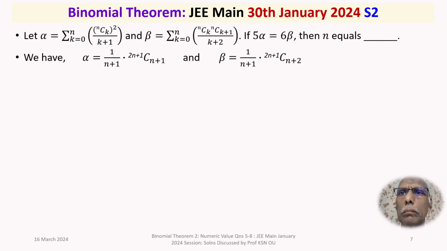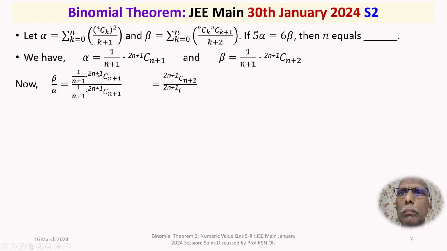We have alpha, we have beta, right? So we want 5 alpha. If 5 alpha is equal to 6 beta, then we are required to find the value of n. Then we can write beta by alpha will be equal to 5 by 6. So now beta by alpha is equal to, what is beta?